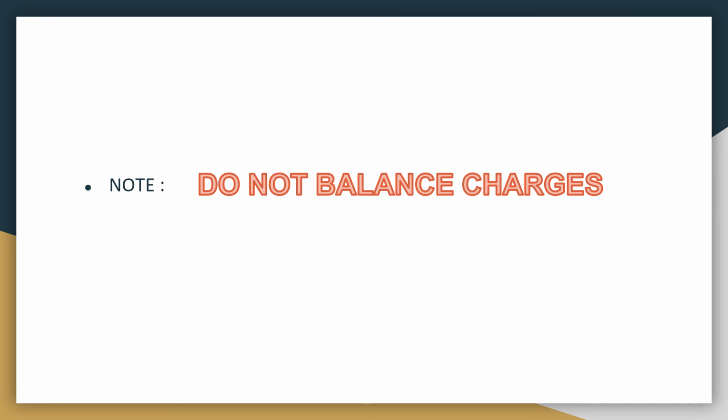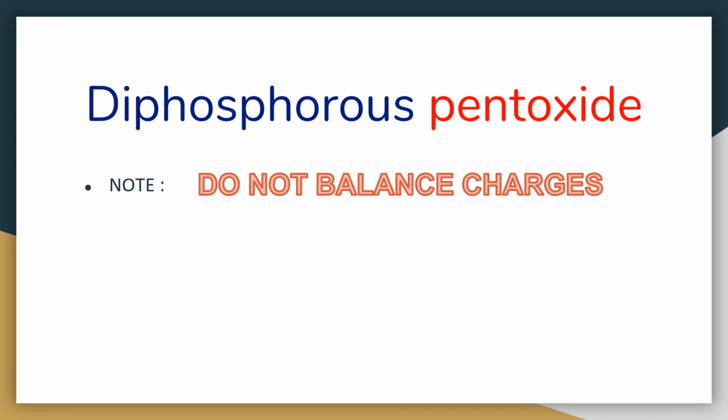So we have here our first example, diphosphorous pentoxide. You will also hear this as pentaoxide. The most common form is pentoxide. Our subscripts are that di and the pent. Di meaning 2 and pent meaning 5.